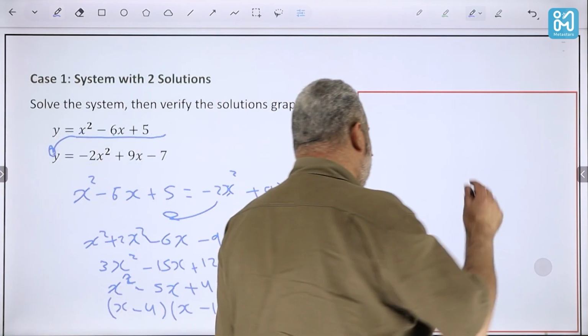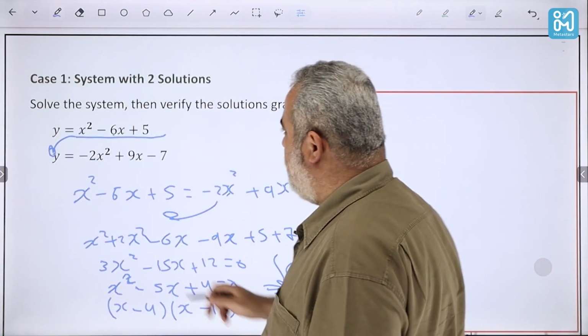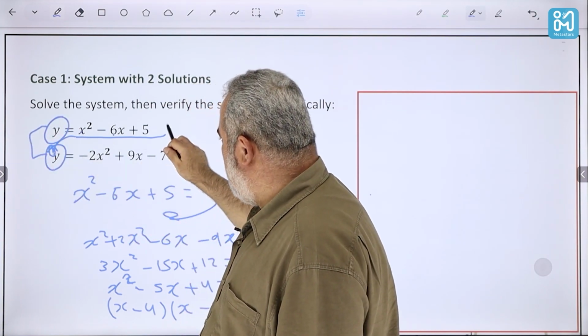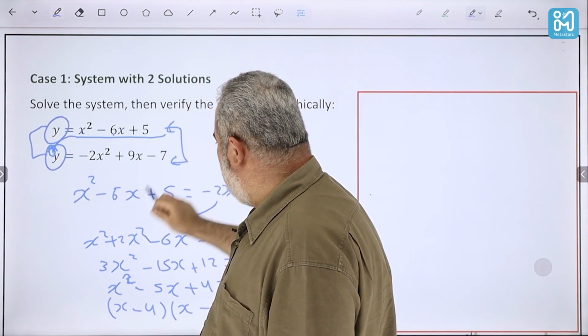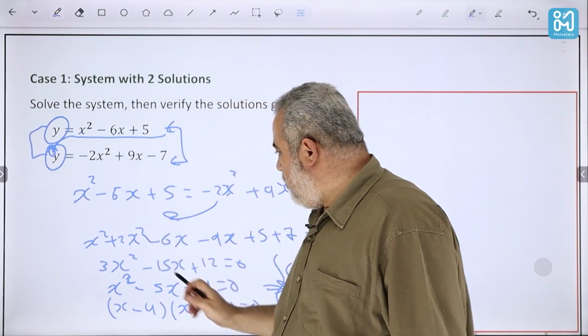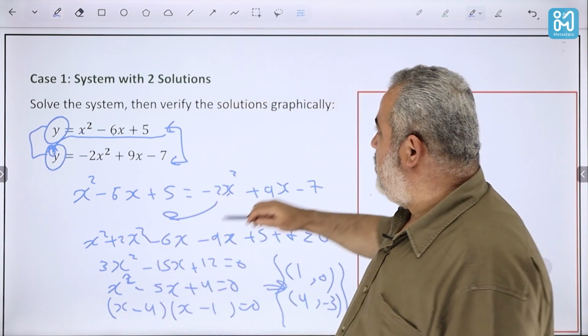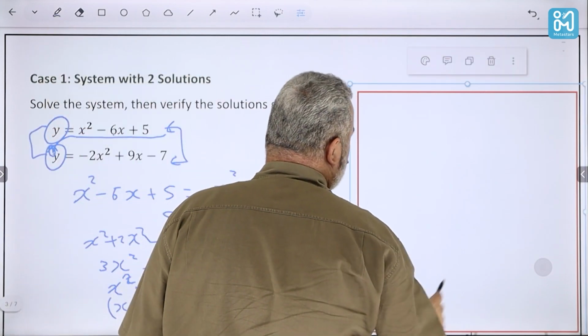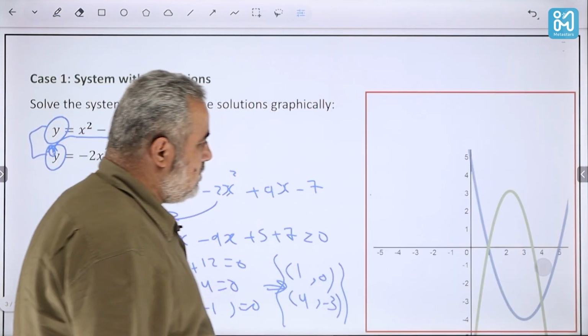Again, what did we do before comparing it with the graph? Since this is y and this is y, they are equal. The right side is equal, the left side is equal, then the right side is equal. So we write it like this, and then we move everything to the left side.